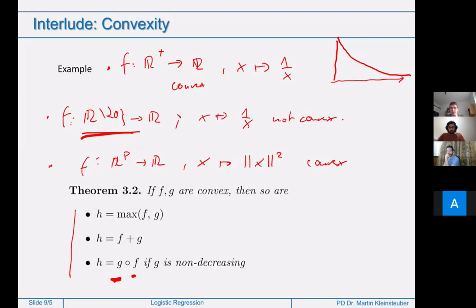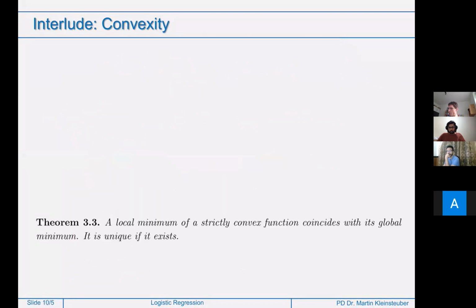For us, it is important to see what the benefit is in terms of optimization, and the theorem that helps us here is that if a convex function f has a minimum, then it coincides with the global minimum, and it is unique if it exists.